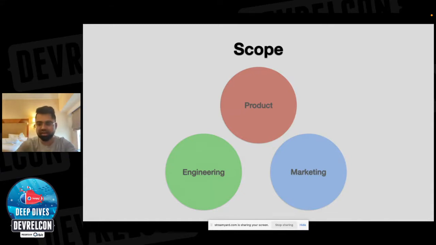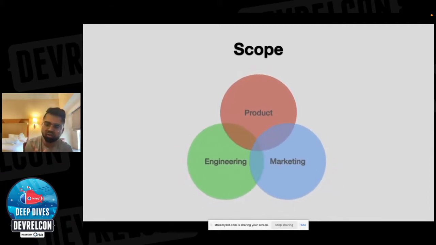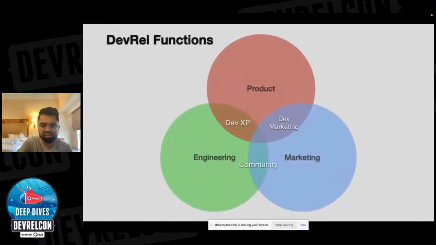So considering that as a possibility, let's understand, if you work with a team that has all three of these, what is the scope? Like, what can DevRel touch and what can it influence? So consider this, right? Let's assume all of them overlap. The overlapping that comes out becomes three things: developer experience, developer marketing, and community.